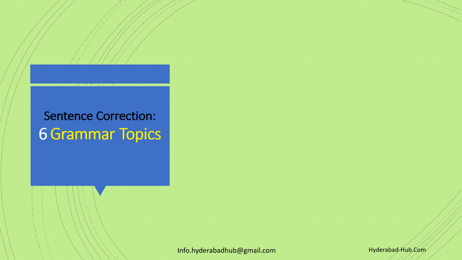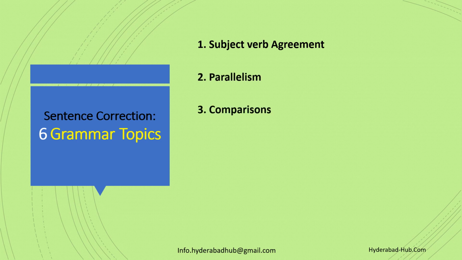This sentence correction has 6 grammar topics. 1. Subject-Verb Agreement. 2. Parallelism. 3. Comparisons. 4. Pronouns. 5. Modifiers. 6. Verb tenses. In this video, I will explain the first topic of sentence correction, that is Subject-Verb Agreement.